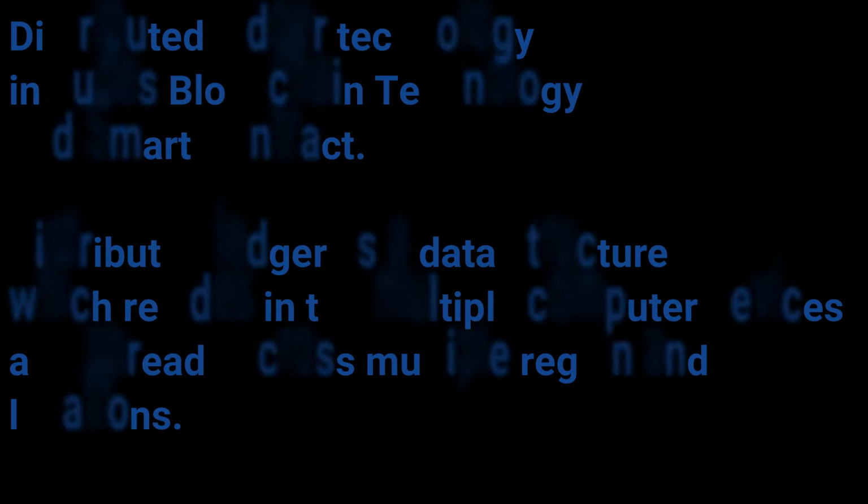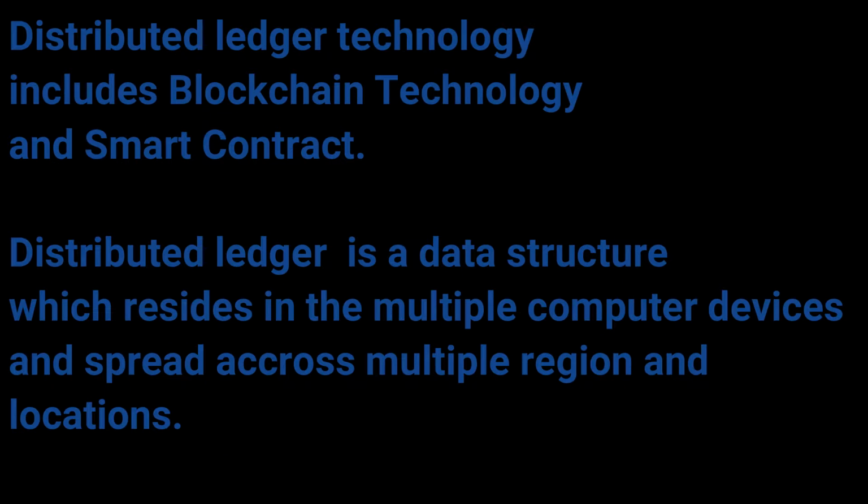Distributed ledger technology actually includes blockchain technology and smart contracts both together. Actually, a distributed ledger is a data structure which resides in multiple computer devices and is spread across multiple regions and locations.